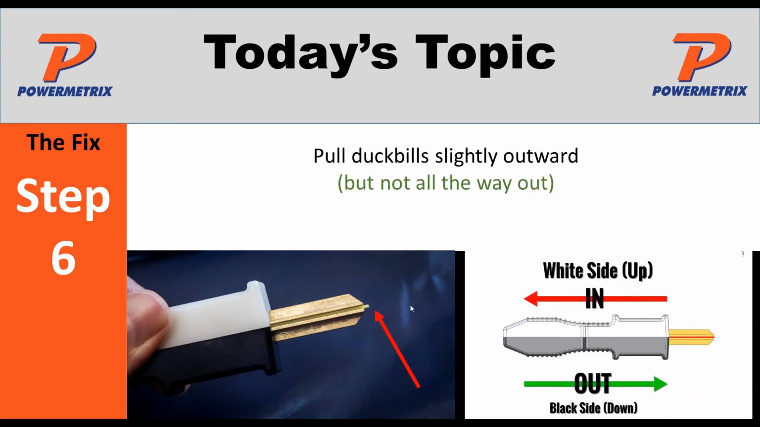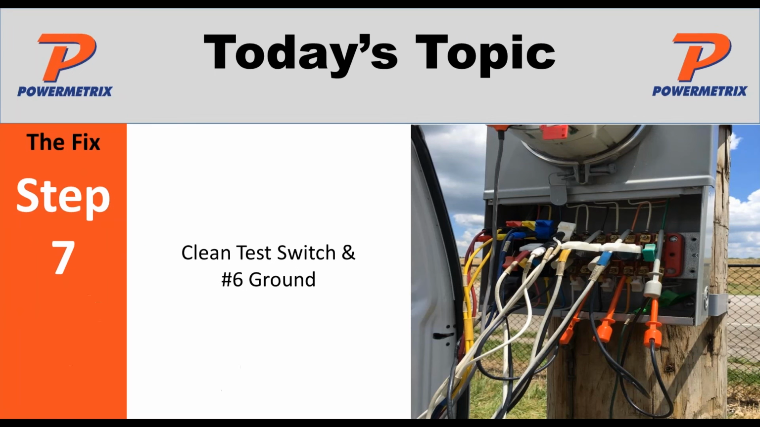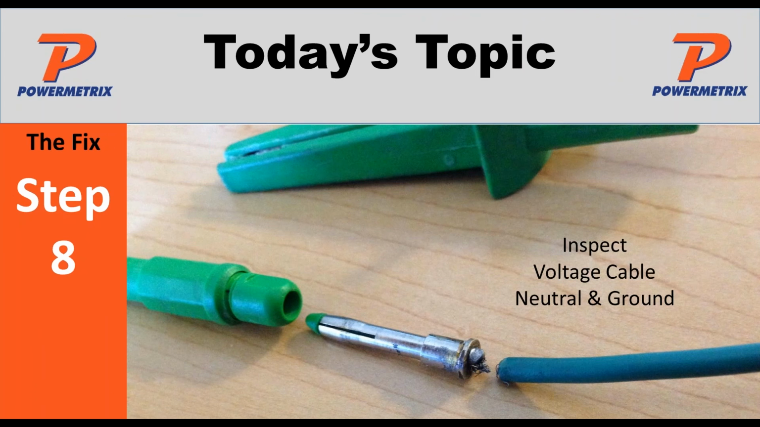Okay, step 7, clean the test switch and the number 6 ground. And of course, you see the number 6 ground that's connected here to the can. If you've tried with the neutral and ground together on the test switch and you're still having problems, try cleaning that number 6 ground with a wire brush and connect your ground and neutral there and just see what happens. It may work.